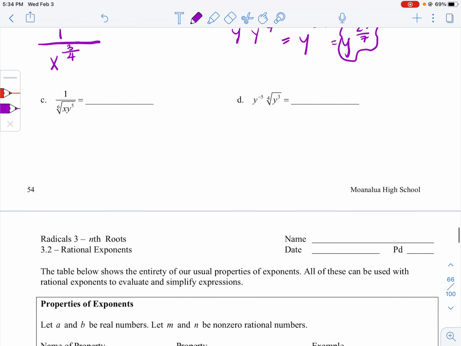Okay, moving on. We have 1 over the 6th root of x times y to the power of 5. You need to be careful because you see this. Oh, let's put the 1 first. Okay, 1 over. You need to be careful because this x is inside the 6th root, right? So this 6th belongs to x and it also belongs to y. So when you rewrite that, you are going to do x. How many x do we have? I have 1 x in the 6th root. How many y do I have? I have 5 y's in the 6th root.